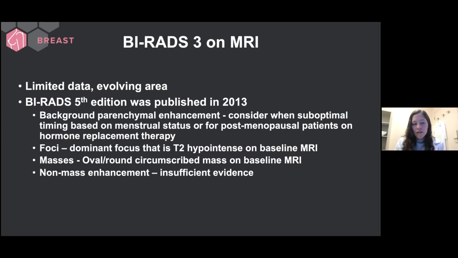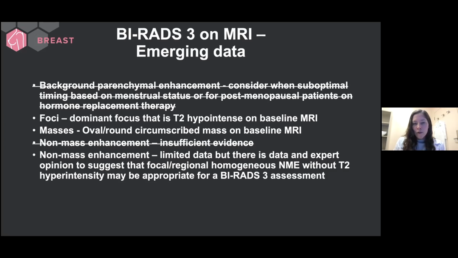They include a dominant focus that is T2 hypointense on baseline MRI, and for masses, an oval or round circumscribed mass on a baseline MRI. And then they say that in the Atlas, there's insufficient evidence for non-mass enhancement. So there's emerging data that is not in BI-RADS yet. Hopefully when a new BI-RADS comes out, there'll be better guidance, but the more updated literature suggests that we don't need to use BI-RADS 3 for background parenchymal enhancement.